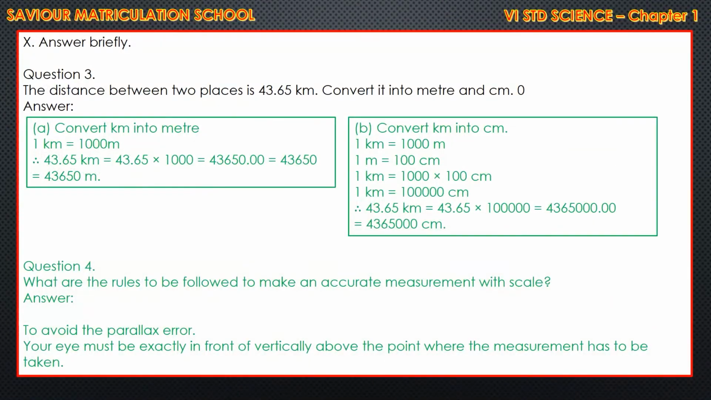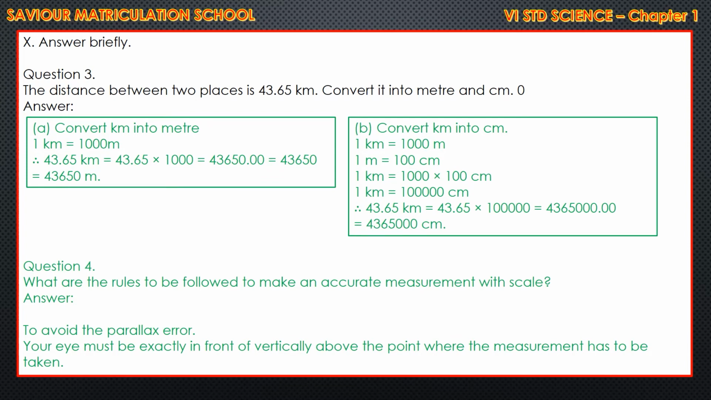Third question. The distance between two places is 43.65 kilometer. Convert it into meter and centimeter. The answer is: A, convert kilometer into meter. 1 kilometer is equal to 1000 meter, children. So 43.65 kilometer, you have to multiply with 1000. 43.65 into 1000, you will get the answer as 43,650. So 43,650 meter is the answer.